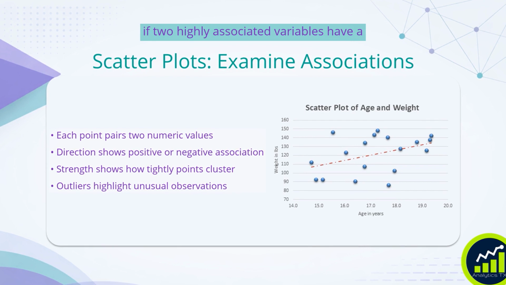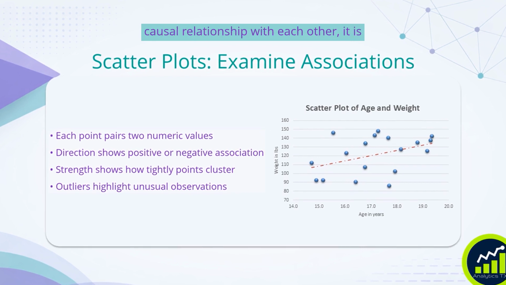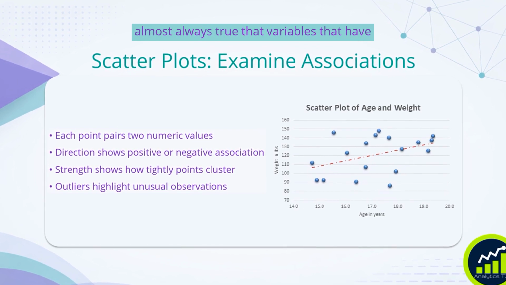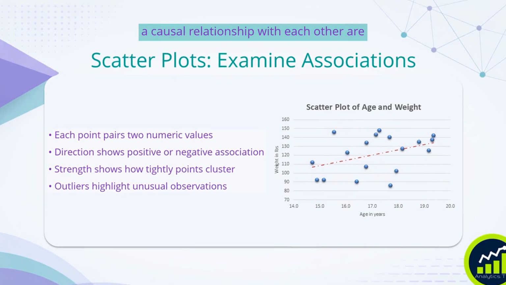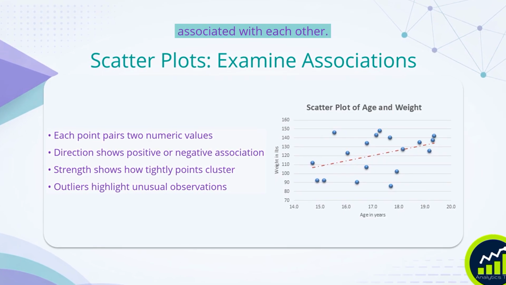While we cannot predict if two highly associated variables have a causal relationship with each other, it is almost always true that variables that have a causal relationship with each other are associated with each other.